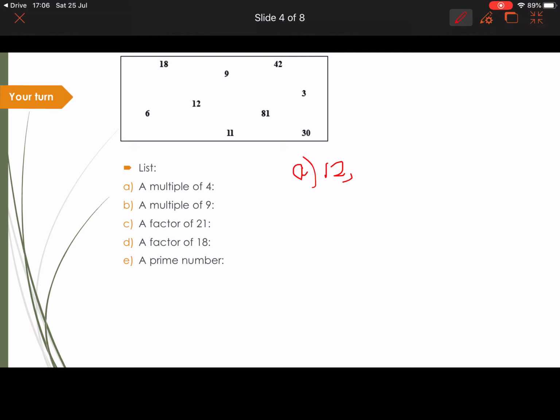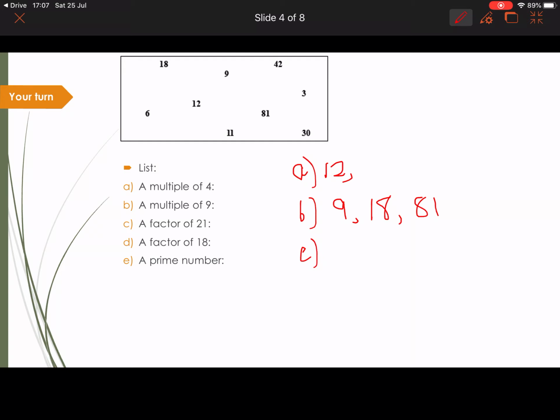B asks you to list a multiple of 9. Now I can see that 9 is in the list above. So that is a potential answer. If you put 18, that is also a potential answer. If you put 81, that is also a multiple of 9. So any one of those 3 answers would be correct.